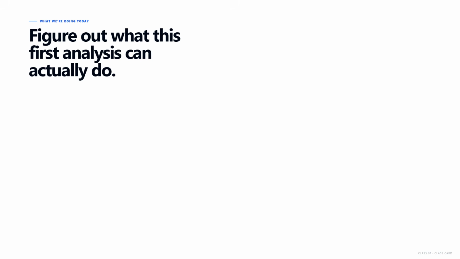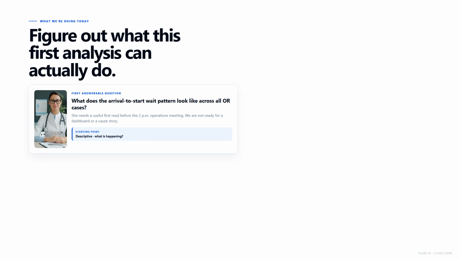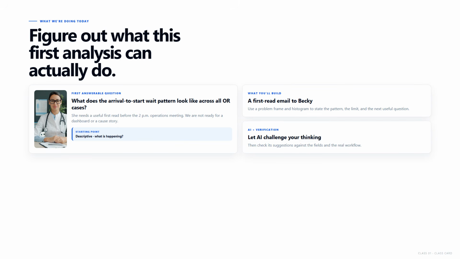Here's what we're doing today. Our first answerable question is, what does the arrival to start wait pattern look like across all operating room cases? This first pass is descriptive. We need a clear picture of what is happening before we start guessing about why. By the end, you will use a problem frame and a histogram to write Becky a short first read email. What the pattern shows, what it does not establish, and what to investigate next. We will also let AI poke holes in our thinking. Then we will go back to the real fields, the real calculation, and the actual table to see whether any of its suggestions hold up.